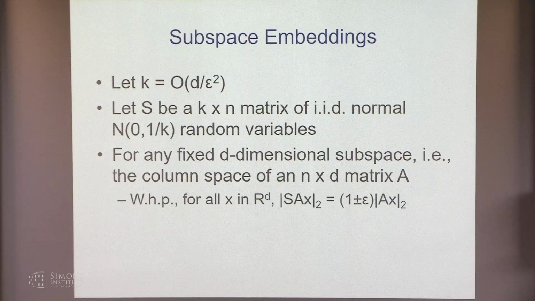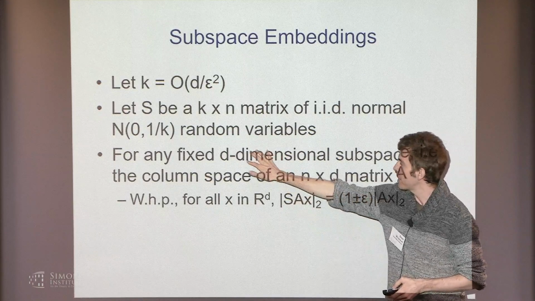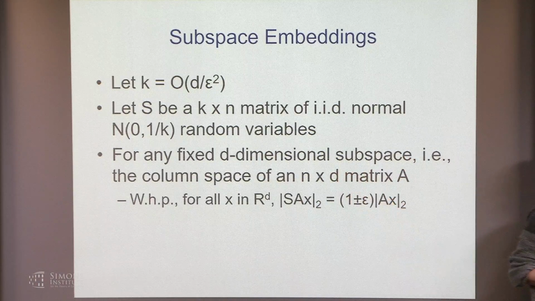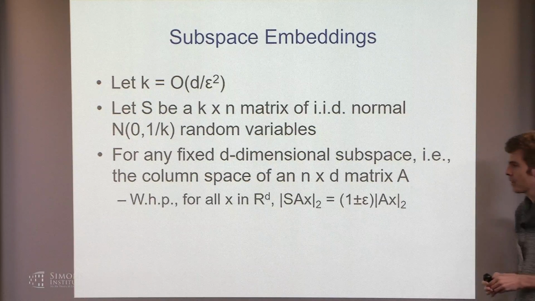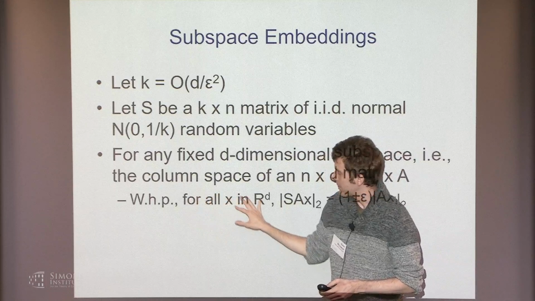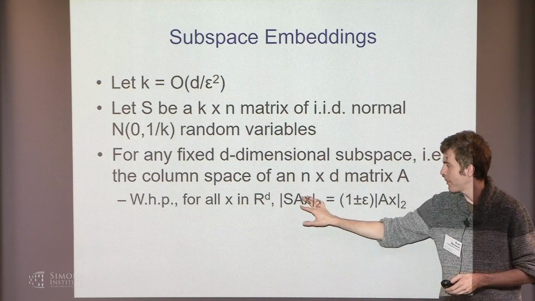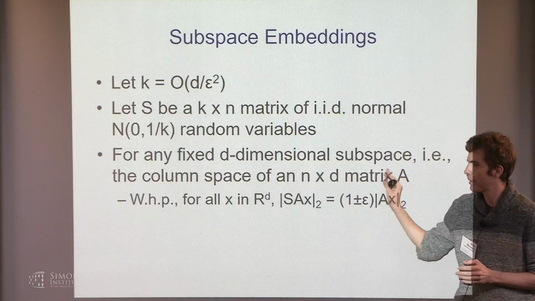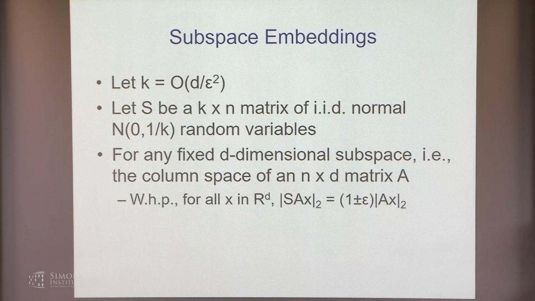What we like is the following subspace embedding property: for any fixed d-dimensional subspace, for example the column span of an n by d matrix A, we have the following property for all vectors x in R^d. With high probability, simultaneously for all vectors x, the Euclidean norm of SAx is about the same as the Euclidean norm of Ax, up to a 1 plus epsilon factor. This is the definition of a subspace embedding. Notice the quantification, that it's over all vectors simultaneously.